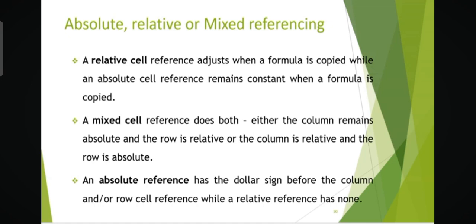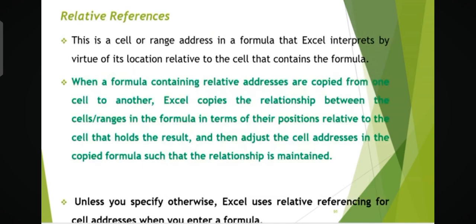All right. Now, an absolute cell reference has the dollar sign before the column and or the row itself, while a relative cell has none of that. We've already explained that in the cell. So when you don't have dollar signs in front of your cell reference, the cell name, then you have a relative cell reference. But when you have a dollar sign in front of either the column or the row, then you have an absolute cell reference. All right. Okay, guys.